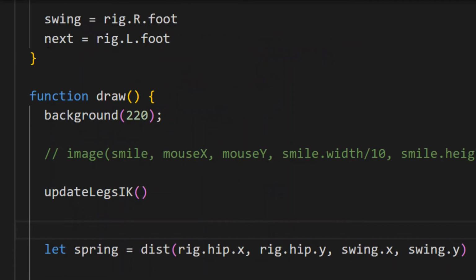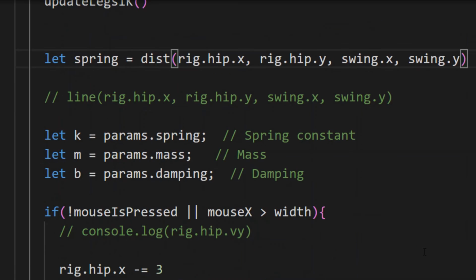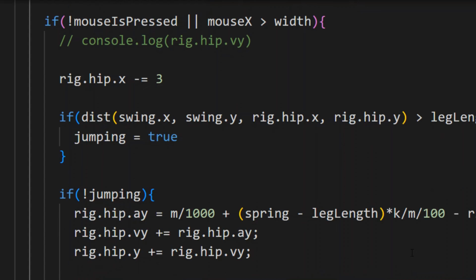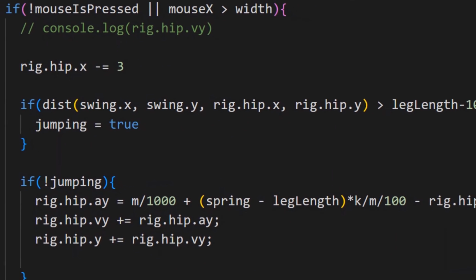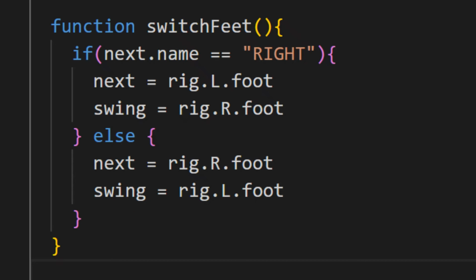You have the next foot and the swing foot. So next foot is the foot that is going to be hitting the ground next, and the swing foot is, it's kind of a misnomer because it's the foot that is swinging behind when you're jumping, but it's also the foot that's planted. So the second the foot strikes the ground, the next and the swing foot switch.